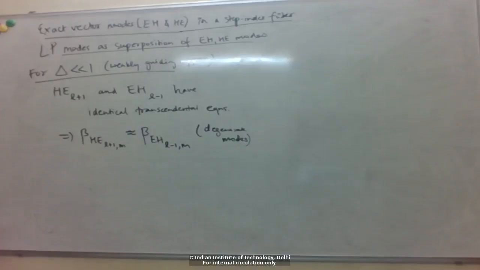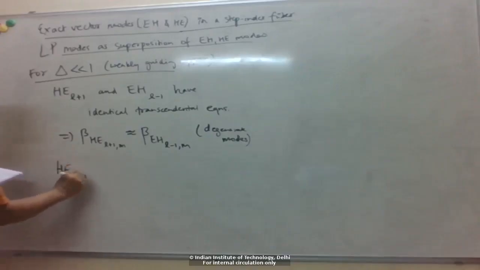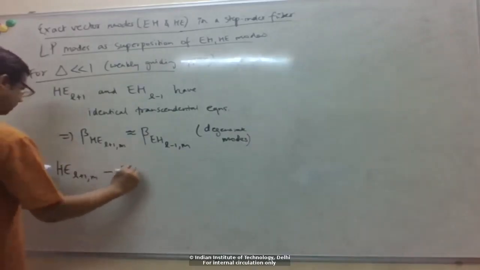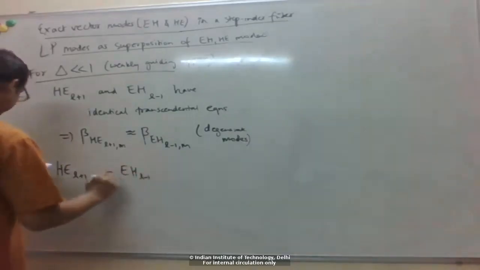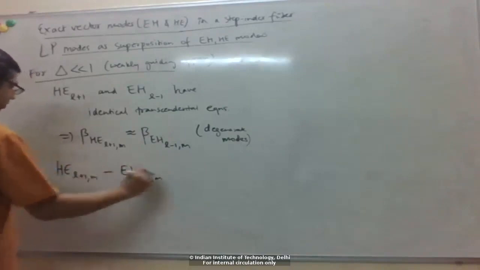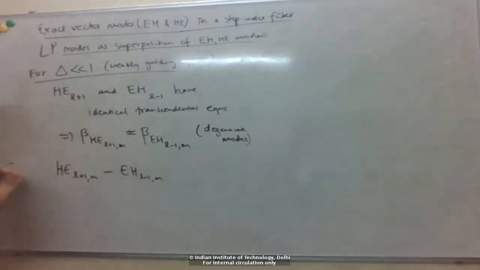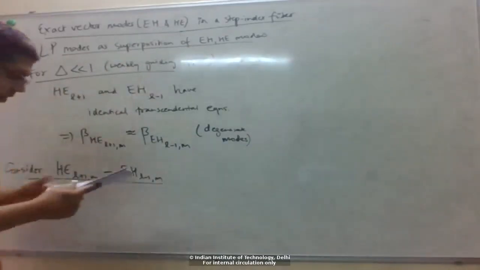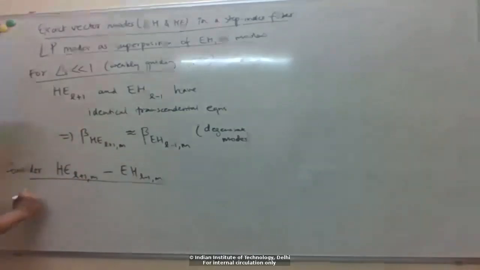So for example, let's take this combination: the HE L plus 1 comma M, then add it to the EH L minus 1 with the minus sign, so a 180 degree phase. Okay, so consider this superposition. We know the field profiles we wrote down already for the EH and HE modes. So for example, the ER for this combination.